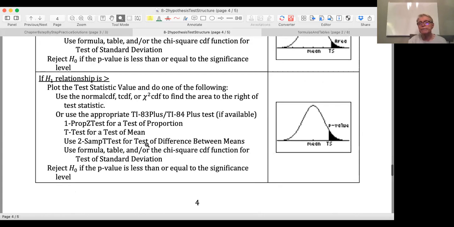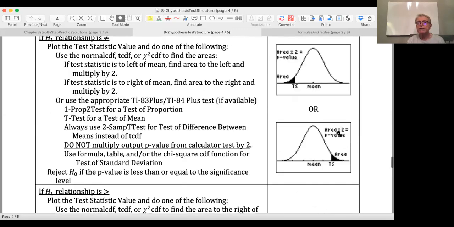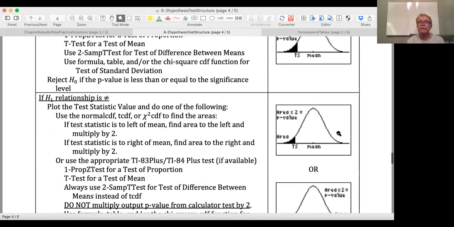And if the alternate hypothesis relationship is greater than, that means the test statistic most likely is a value that is larger than the mean. We plot the test statistic to the right of the mean, and we find the area underneath the curve to the right of the test statistic. Values of the test statistic that are more extreme, farther away from the mean than this test statistic, give the p-value because it is a one-tailed test.